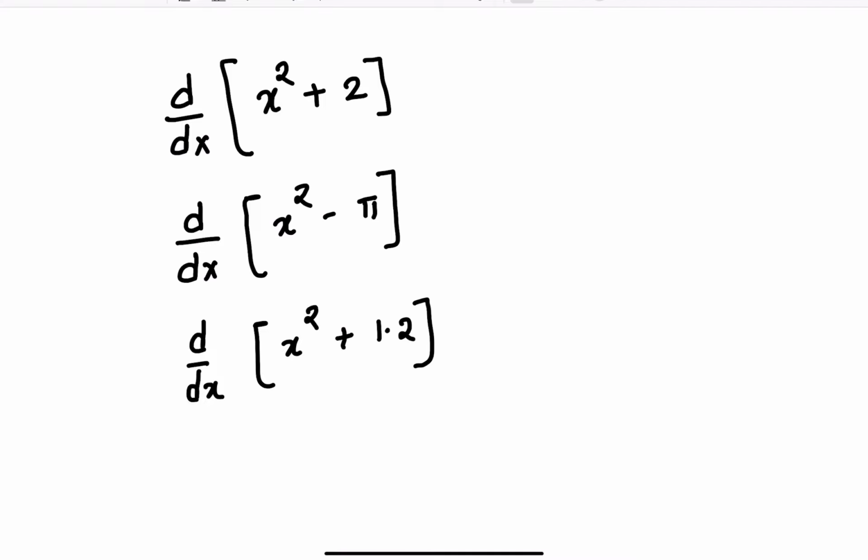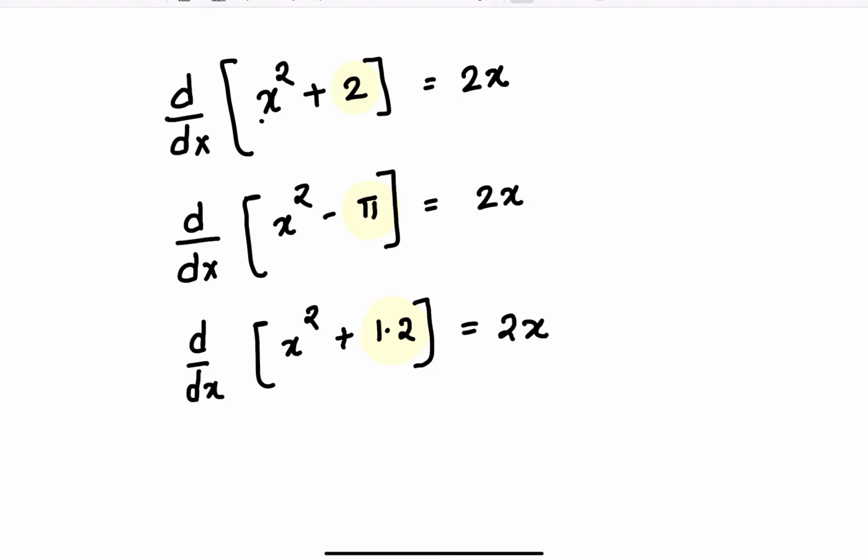Now, when I'm finding the derivative of this, the derivative of a constant is 0. Derivative of x squared is 2x.